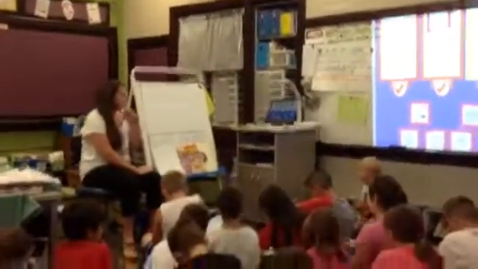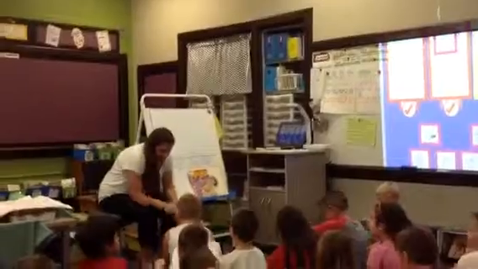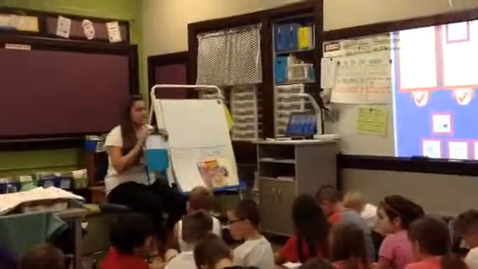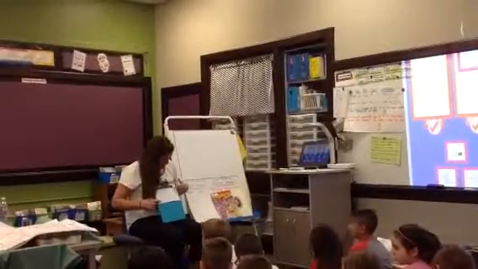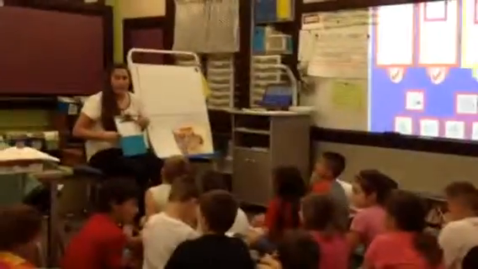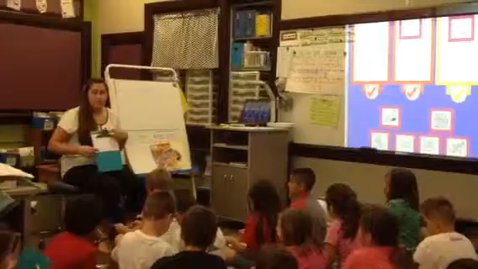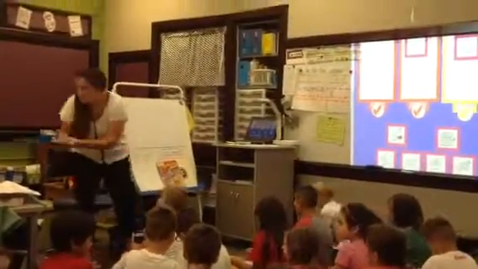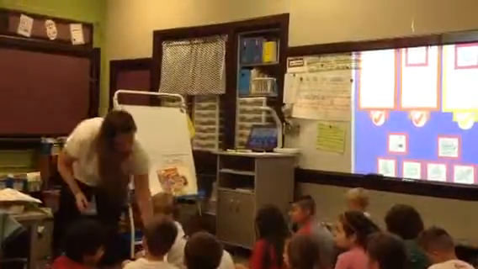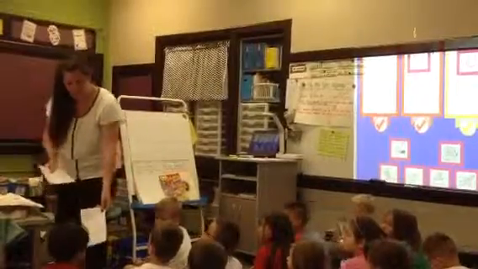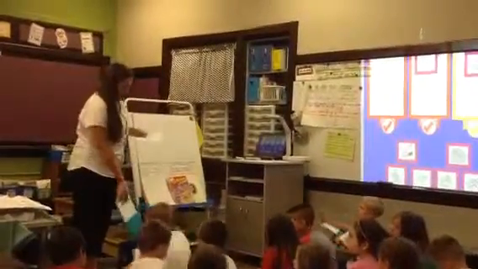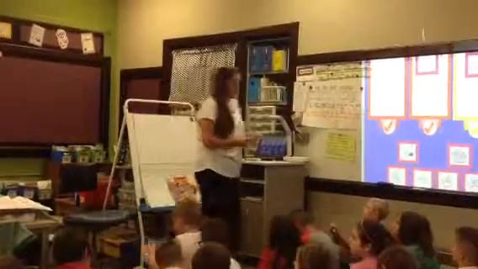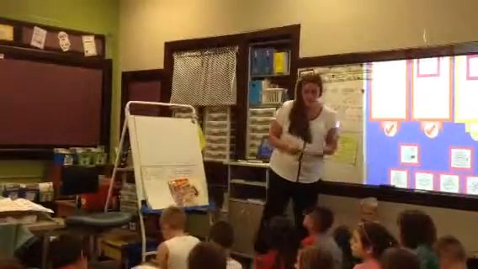When you get this paper, it's going to look like this, okay? So this side says short vowel words, and this side we're not going to worry about yet. So when you get it, you're going to have on one side short vowel words, and one side you're going to have long vowel. Which one do you think we're going to work on right now?